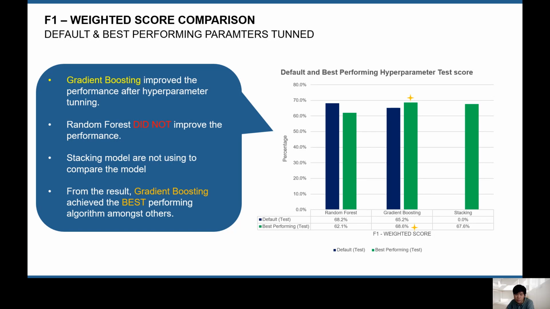And then for the stacking model, you can see that there is just one bar showing there because we do not compare default and tuned parameters, as we did not do hyperparameter tuning for our stacking model. From the result, we can see that the gradient boosting model is the best performing model among the others.